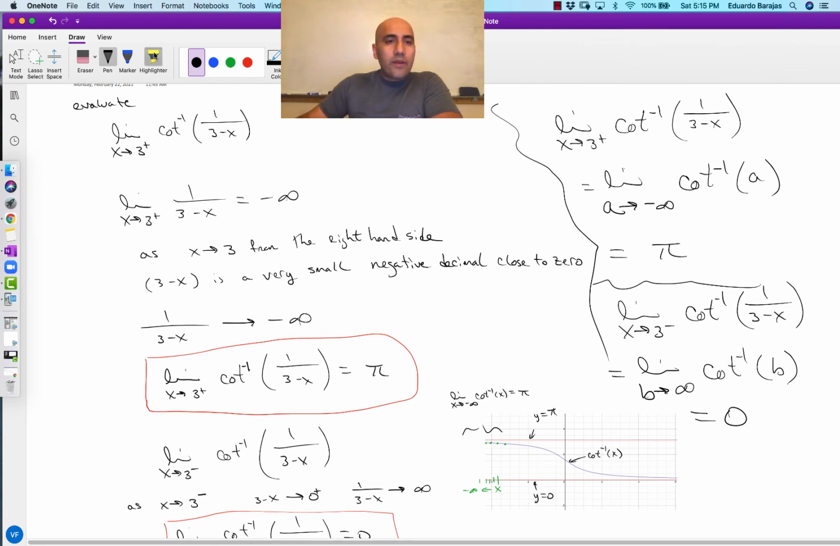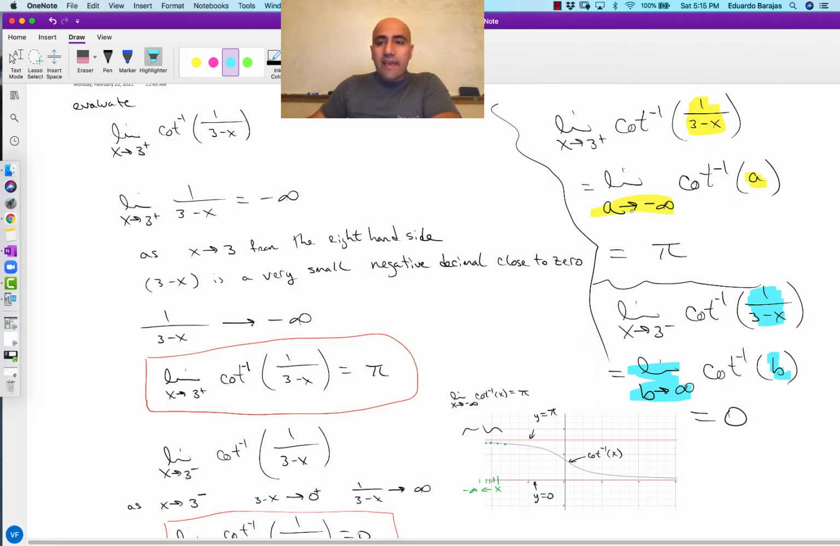And so that's where we're replacing this variable a, which is this function inside here, by this limit as it goes toward negative infinity, because we understand that this is heading toward negative infinity. And over here, we're replacing this by b as the limit as b goes to infinity, understanding that the limit as x grows toward 3 from the left-hand side of this is equivalent to the limit as b goes to infinity here. So just a slight notational difference.